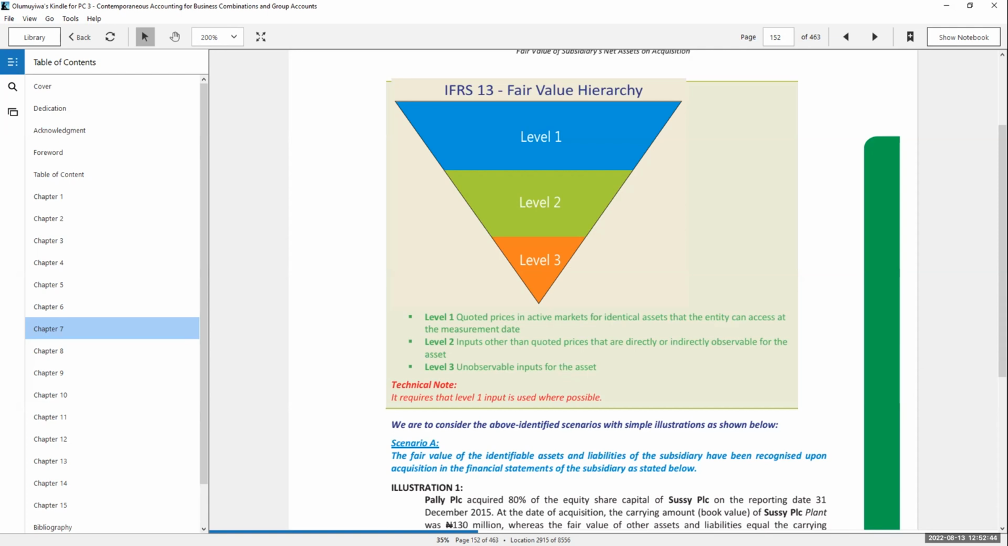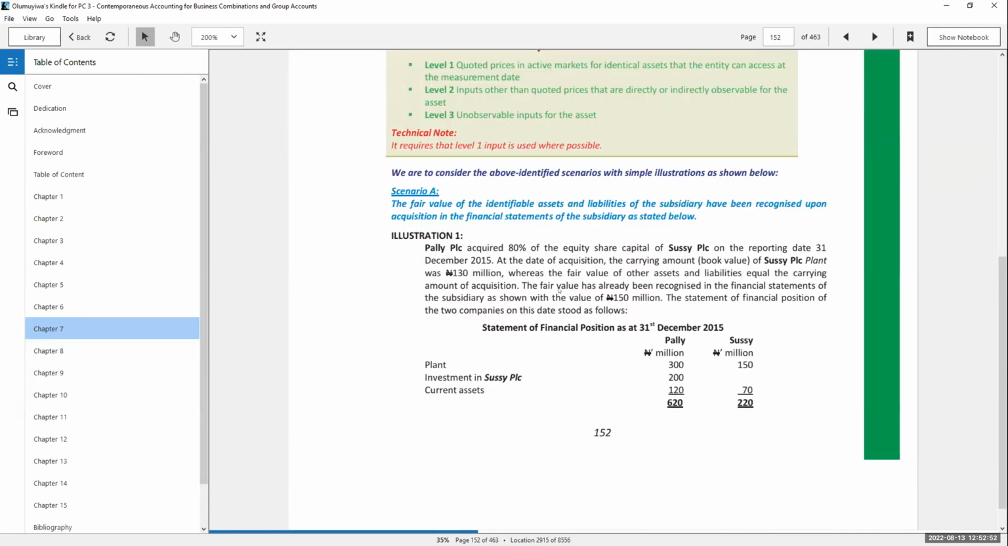Scenario 1, the fair value of the identifiable assets and liabilities of the subsidiary have been recognized upon acquisition in the financial statements of the subsidiary as stated below. Illustration 1, Pali PLC acquired 80% of the equity share capital of Suzy PLC on the reporting date, 31st December 2015. At the date of acquisition, the carrying amount, which is book value, of Suzy PLC's plant was 130 million naira, whereas the fair value of other assets and liabilities equals the carrying amount at acquisition. The fair value has already been recognized in the financial statement of the subsidiary, as shown with the fair value of 150 million. The statement of financial position of the two companies on this day stood as follows.